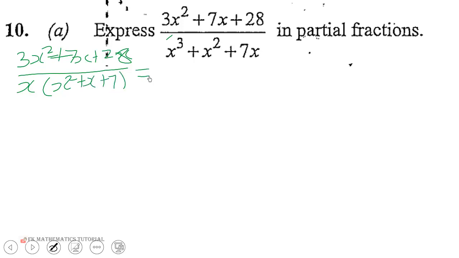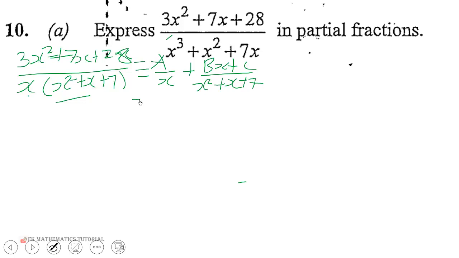It is equal to, we can set it up to be of the form a over x. Then since we can't factor this, it becomes bx plus c all over x squared plus x plus 7. So what we have to do is to find the LCM here. So this is an identity.